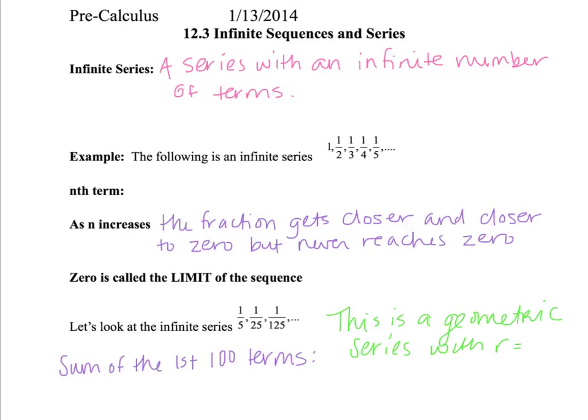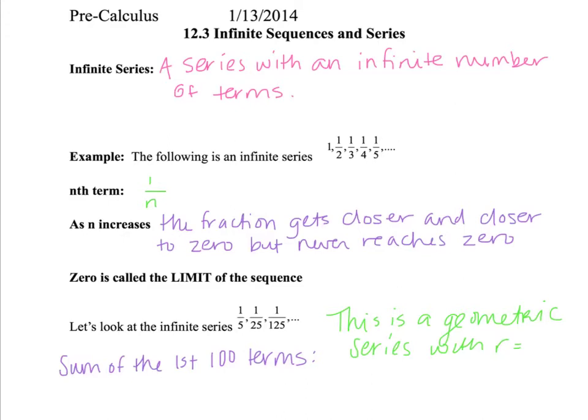1, 1/2, 1/3, 1/4, 1/5. It would go on 1/6, 1/7, 1/8, and on and on and on. The nth term would look like 1 over n, right? So if it was the 36th term, it would be 1 over 36. And as n gets bigger, so 20, 30, 40, 50, 1,000, 5,000, 10,000, the function gets closer and closer to 0, but never actually reaches 0.